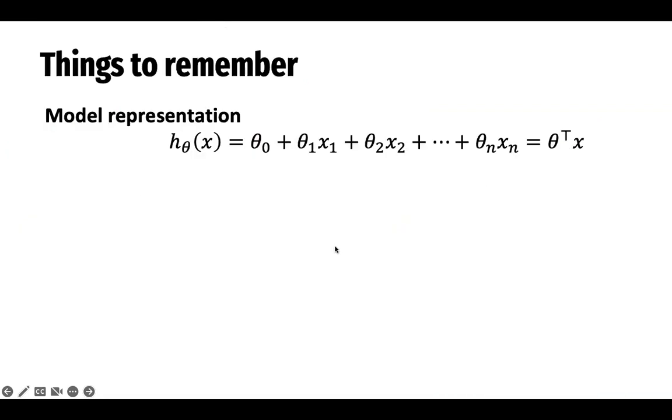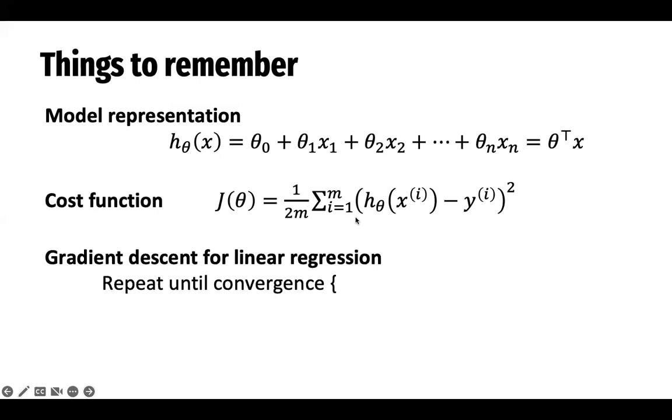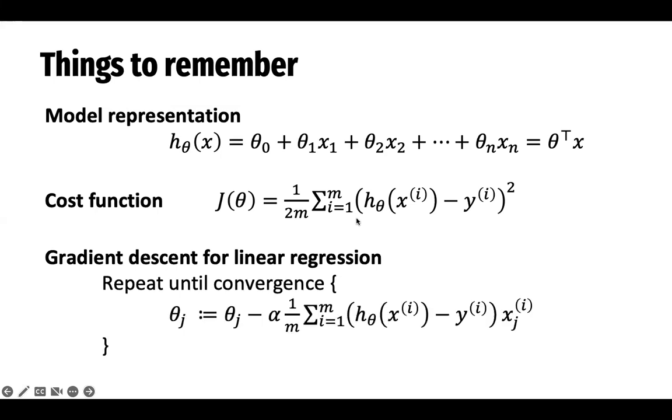So, things to remember. We have h of x, our linear model representation, which may be represented in matrix form as theta transpose x. Our cost function is MSE for the gradient descent. And the gradient descent for linear regression with multiple predictors is this: theta j minus alpha times 1 over m, which is actually the average if we divide by m.